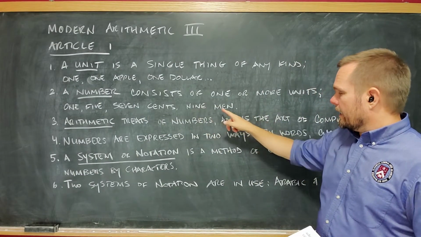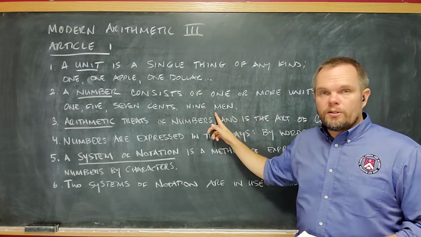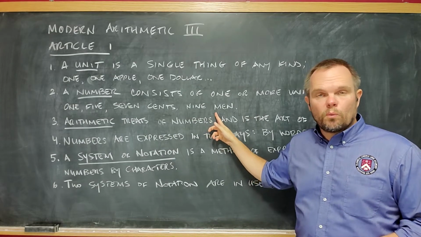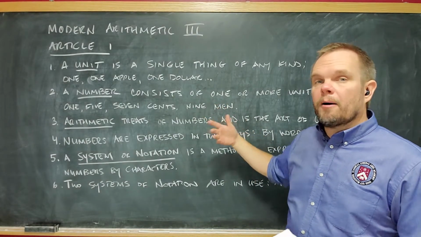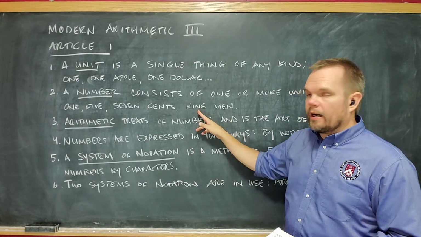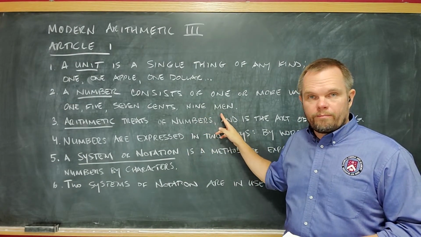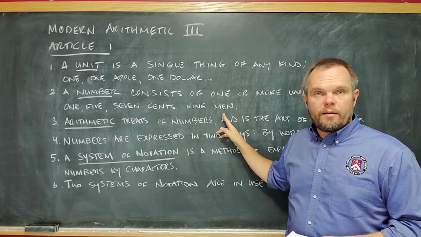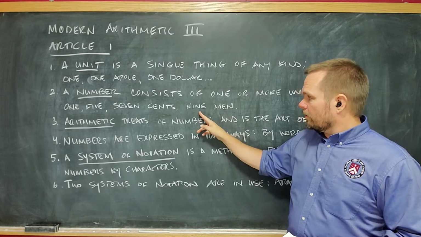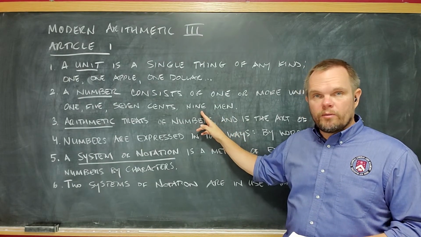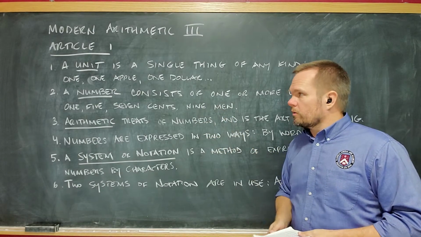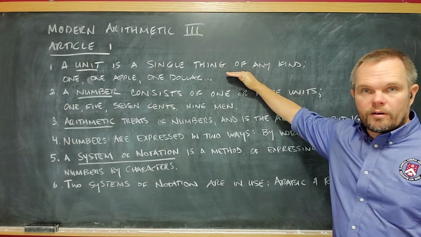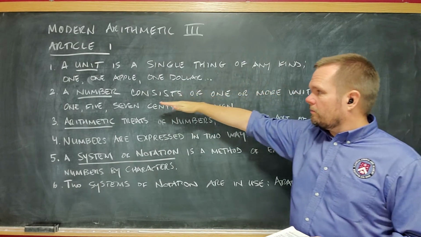And lastly, 9 men. What's the unit? The unit is 1 man. What's the number? How many are there? 9 men. The unit is 1 man. The number is how many units? There are 9 men.